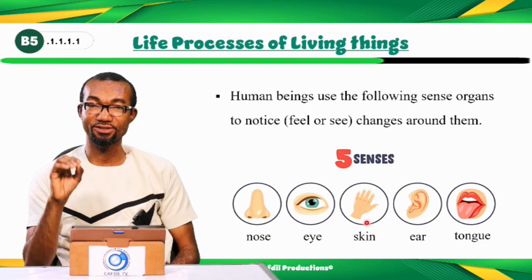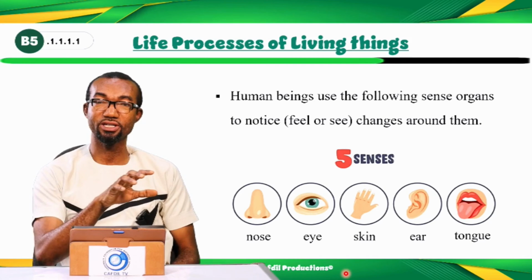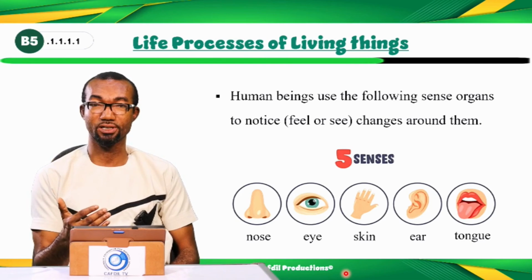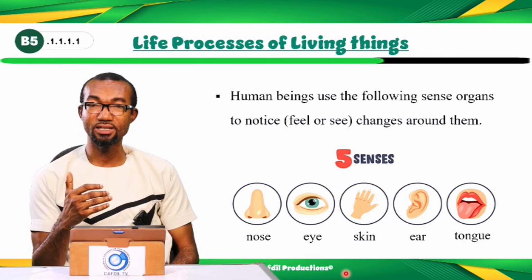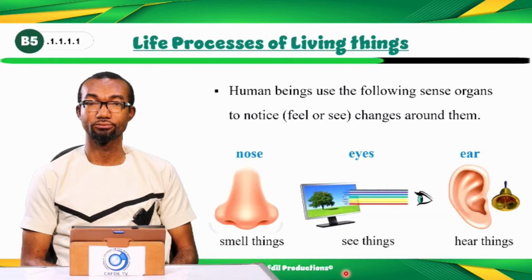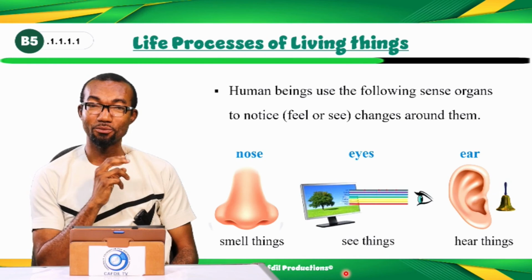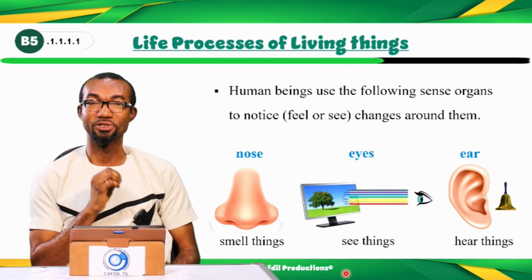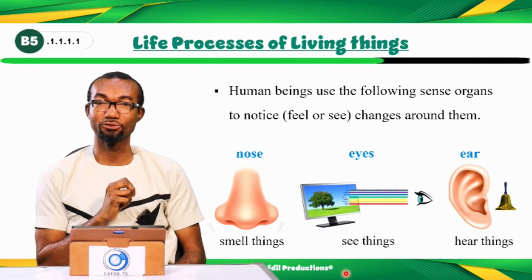So these 5 sense organs, the main activity they do is that they pick information from the environment and then feed it to our brain to process. And human beings use these 5 sense organs to see and feel changes around them. When you take the nose, we use the nose to smell. When your mommy is cooking and the aroma gets through your nostrils, you see that, wow, this food will be delicious. It is your nose that was able to detect that the food will be nice.